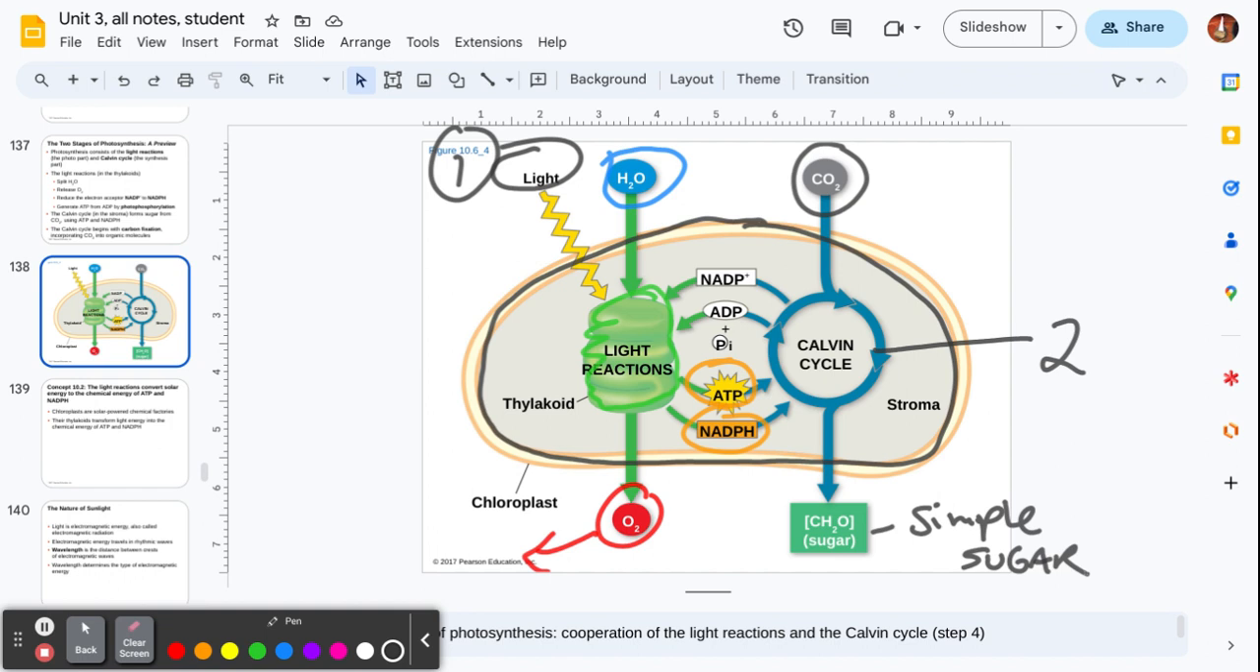The electrons, what happened to the electrons between here and here? They got moved to my sugar. So all my electrons are stored there in that simple sugar. And my NADPH became oxidized, gave up its electrons, gave up its proton. It goes back to the light reaction and does it all again. Repeat, repeat, repeat.